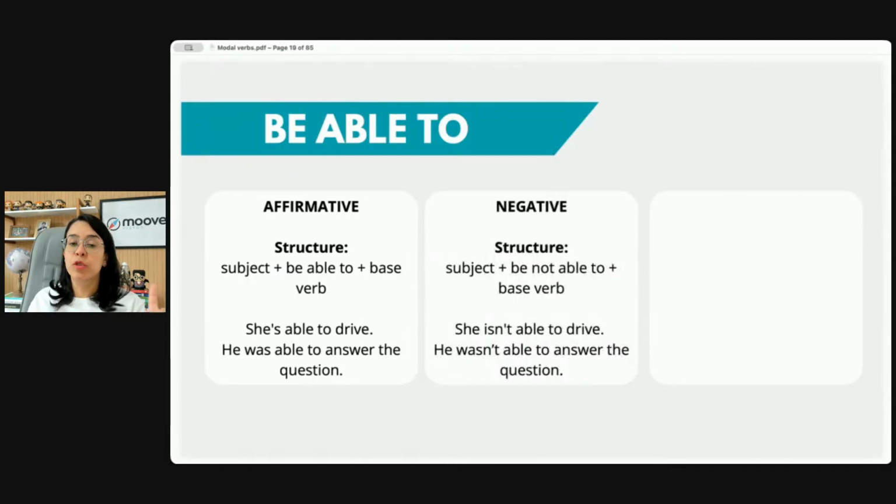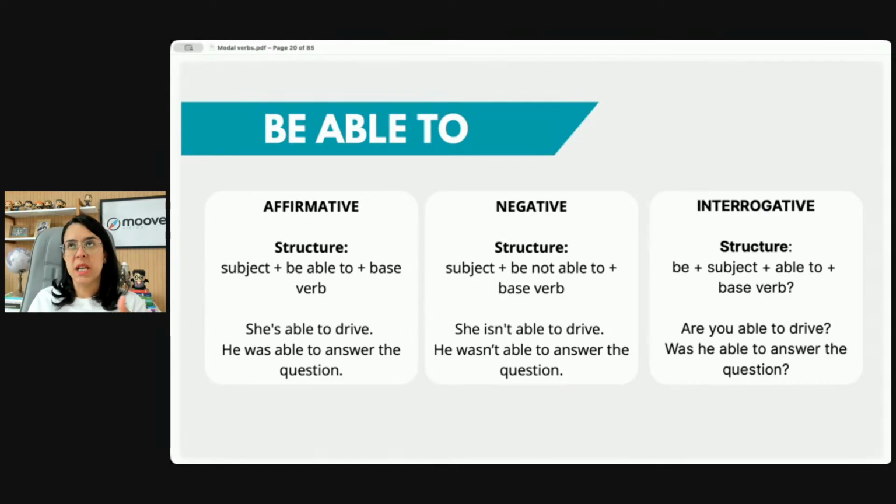In the negative, don't forget to conjugate the verb to be, plus you need to put it in the negative form. She isn't able to drive. He wasn't able to answer the question. If you're writing, don't use contractions. Use she is not. For example, the patient is not able to drive at this moment because she's taking medicine that makes her feel drowsy.